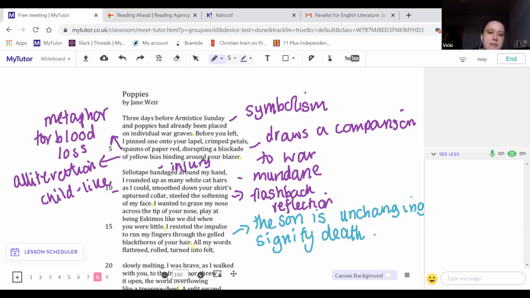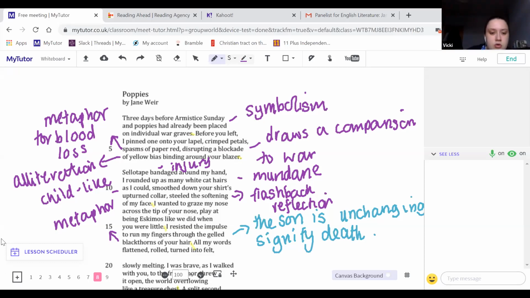I resisted the impulse to run my fingers through the gelled black thorns of your hair. So we've got another metaphor going on there. Black thorns, I suppose. We know he's young anyway. In my mind, he is a boy soldier. He is 18, but I could entirely be wrong. But that's how it's conjured up in my mind, that he's still quite reliant on his mother. He's still vulnerable. He's still living with his mother. And obviously in this time period, you would be more likely to move out at a younger age.